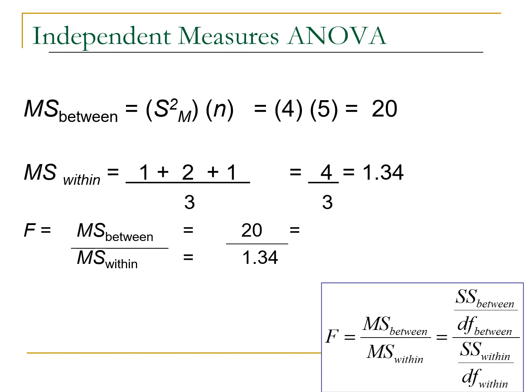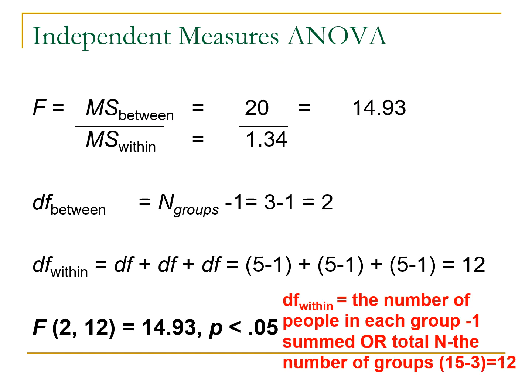So again, that's going to give us this value, and then we simply plug those numbers in and actually do the calculation. So again, our MS between actually ends up being a 20. The bottom equation ends up being 1.34, and that gives us an F of 14.93.